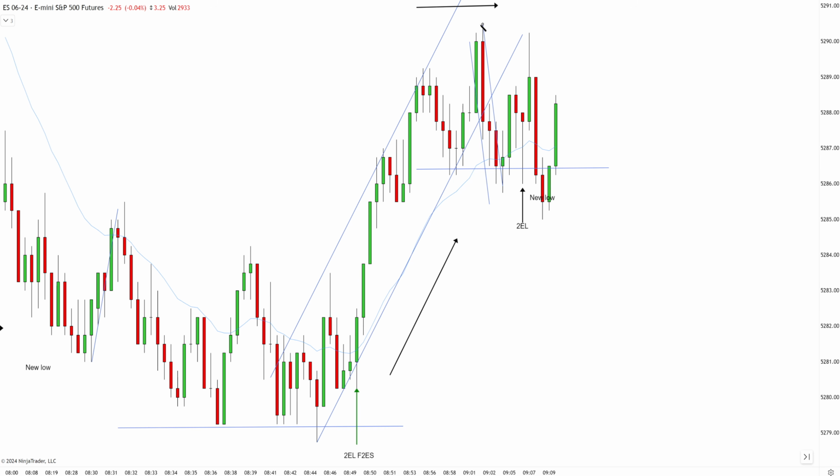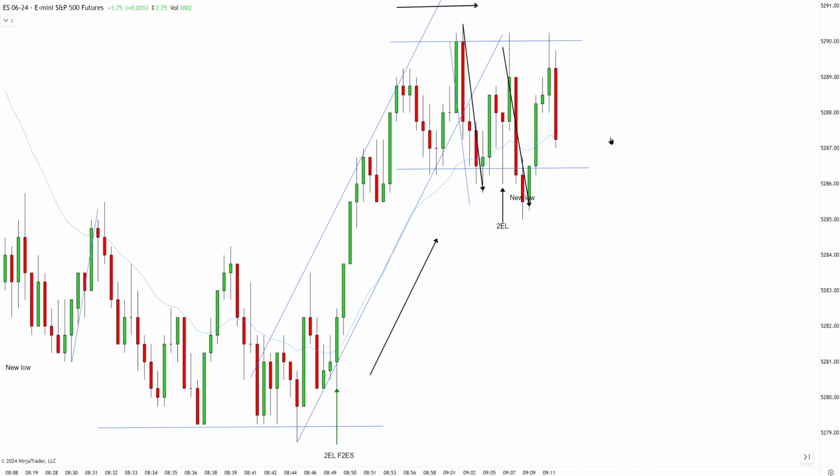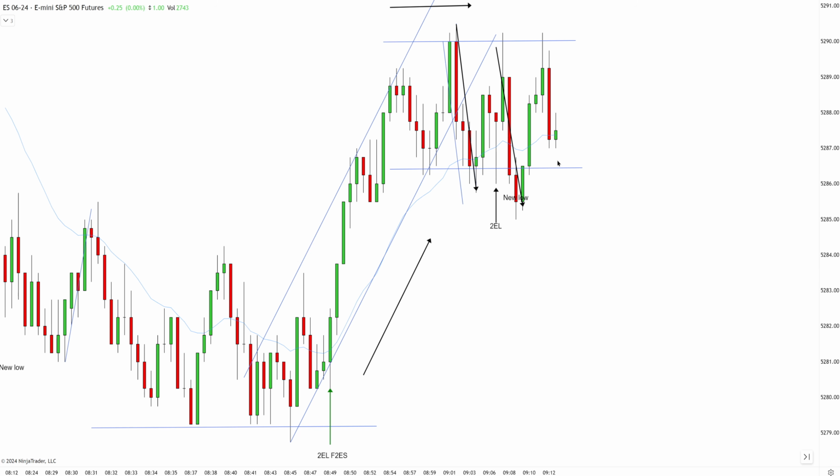Okay, you can see we have a visual two-legged pullback. The market likes to move in pairs of twos. Now we still expect a new high, especially after a two-legged pullback, and the downtrend played out. So now the bears are truly depleted, and this is interesting. Now we have a high-low confirmation of the visual two-legged pullback, confirmation of the fact we need a new high.